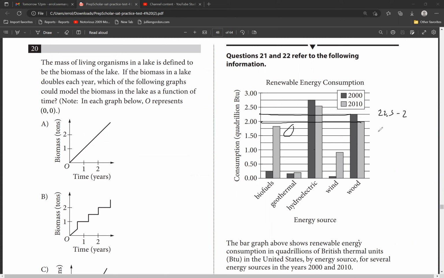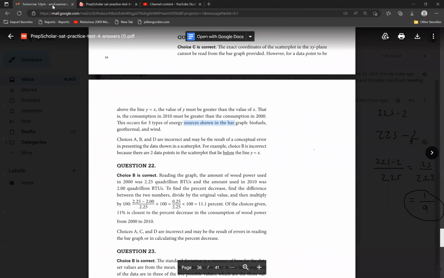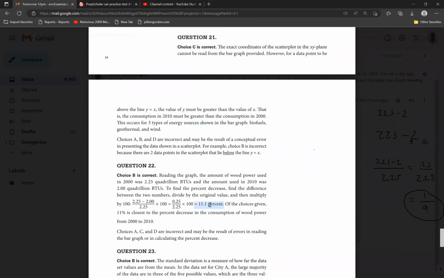All right, what's the percentage decrease from 2.25 to 2? How do we calculate percentage decrease? We take the difference, 2.25 minus 2, over what number? The 2.25 or the 2? 2.25, yep. This would be 0.25 over 2.25, which is what? 1 over 9. And what's 1 over 9 as a percentage, roughly? 11. Yes, about 11. Let's check that one. 22B, yep, there's your 11%. All right, cool.